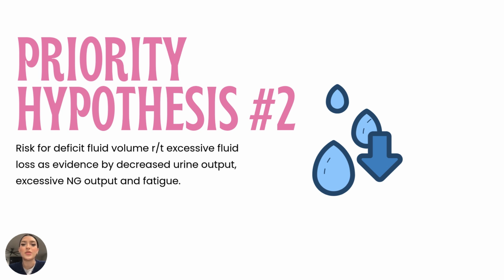For my second hypothesis, I put risk for deficit fluid volume related to excessive fluid loss. So he did have an NG tube and it was having lots and lots of output. And so he was losing a lot of fluid. So my biggest concern was just that he had a great fluid loss. So I wanted to make sure to keep an eye on that throughout my shift.